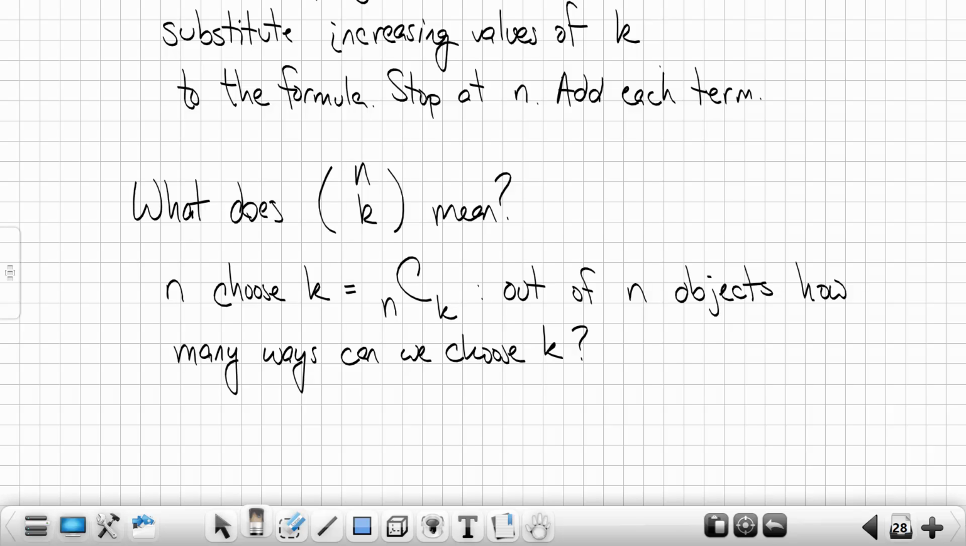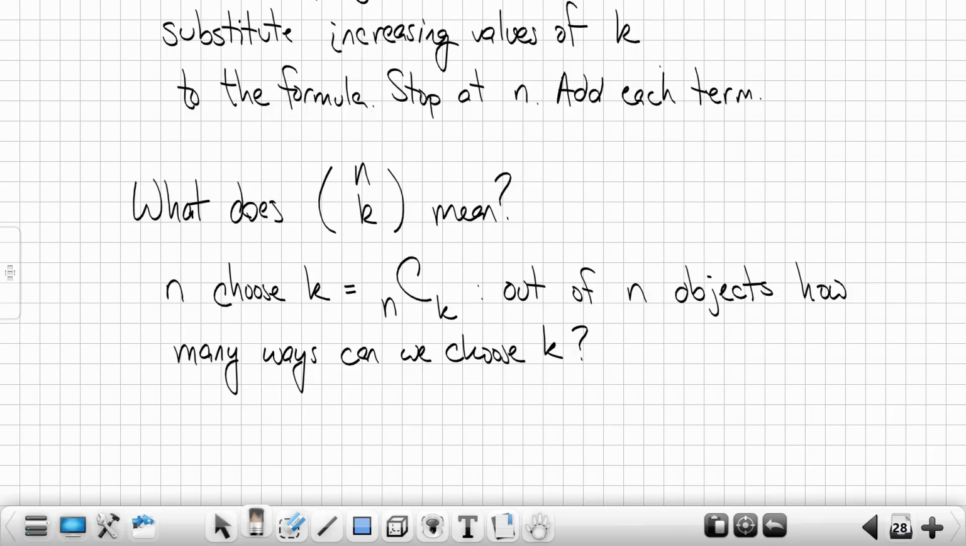So for instance, if we had 3 people, how many ways could I choose 2 of them? 3 ways. I could choose these 2 people, I could choose these 2 people, or I could choose these 2 people on the sides. There are 3 ways I could choose 2 people out of 3. Okay.